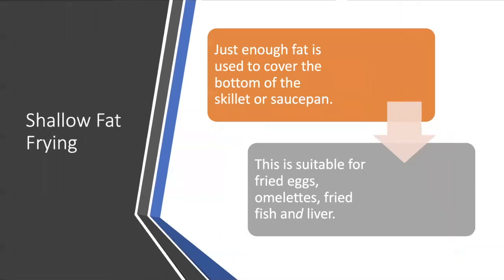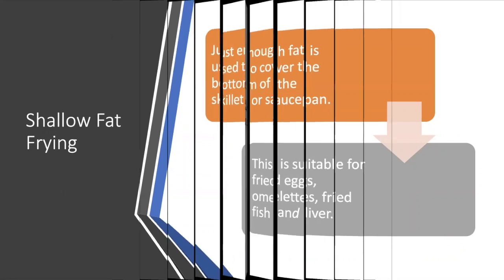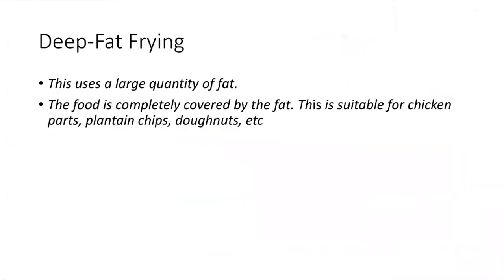Let's talk about shallow fat frying. Just enough fat is used to cover the bottom of the skillet or the saucepan. And this is suitable for fried egg, or you're doing omelette, or you're making fried fish, or you're doing liver, right?